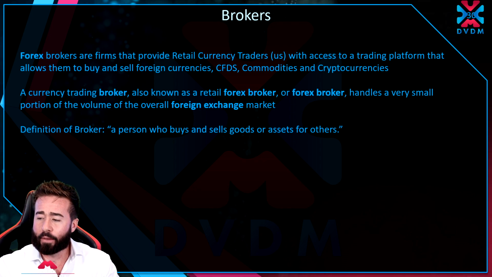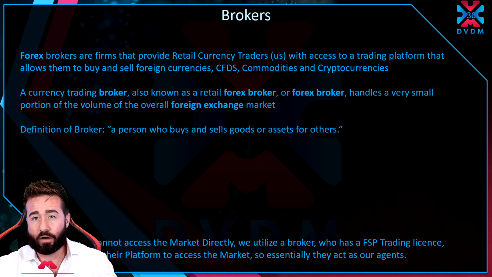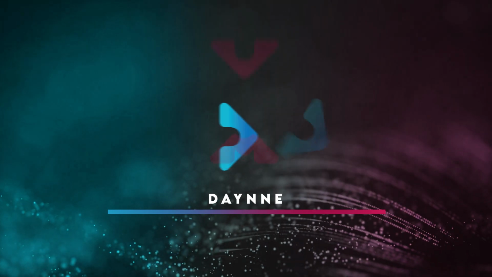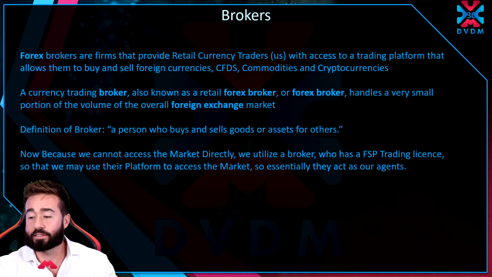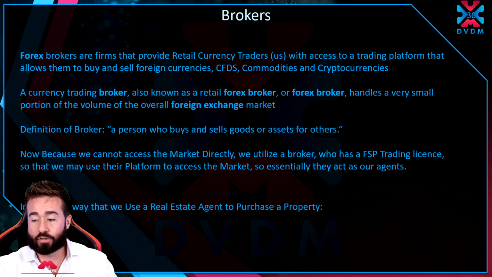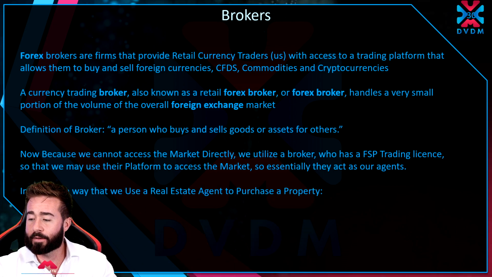So what is a broker? A person who buys and sells goods or assets for or on behalf of others. Now, because we cannot access the markets directly, we utilize brokers who have an FSP license, right? Their platform is licensed, they're licensed within a local jurisdiction, and we'll talk about that FSP license as well. So essentially they can act as our agents, and they are regulated. The purpose of the license is to have some sort of oversight and regulation, but we will talk about that towards the end. In the same way, we use a real estate agent to purchase a property.